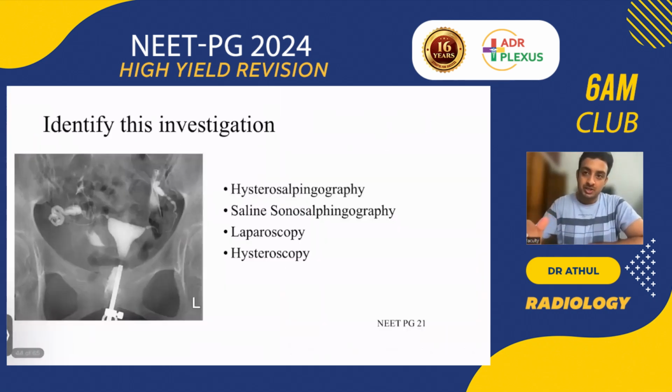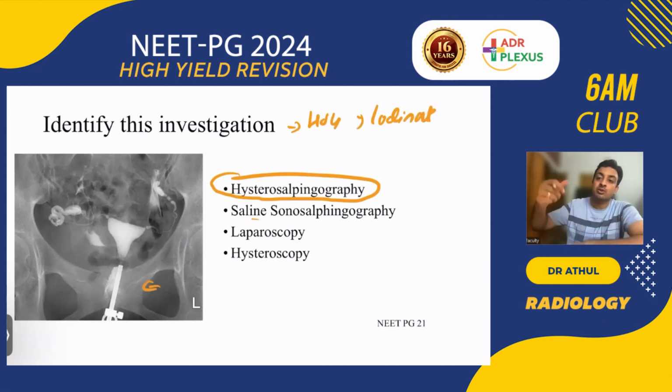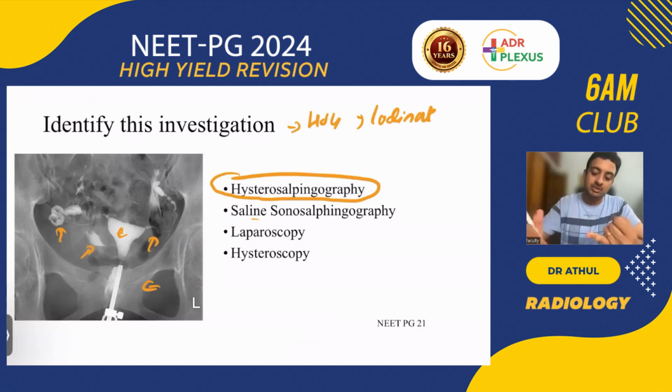So identify the investigation. No one should make this wrong. It's a very straightforward question. Is it hysterosalpingography, saline sonosalpingography, hysteroscopy, or laparoscopy? This is not saline, this is HSG. You are seeing iodinated contrast, X-rays, bones. So you are injecting iodinated contrast and taking X-rays, and you are getting images of the endometrial cavity, fallopian tube, and spillage. This is an investigation that is usually done for finding out infertility.